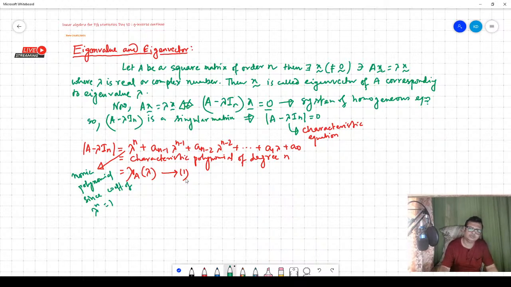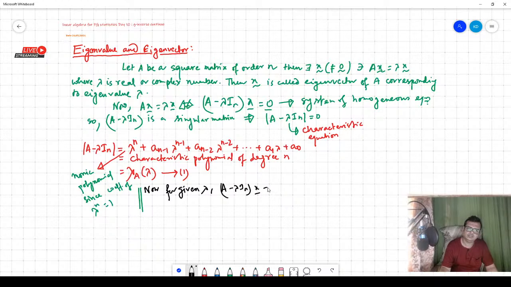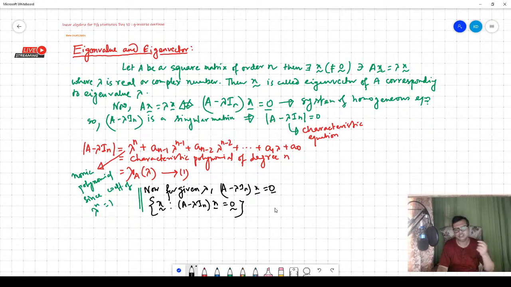Now for a given, for a particular lambda, this equation is satisfied for such x, and the collection of such x vectors is a vector space because it is a null space, and it is called the eigenspace of lambda.